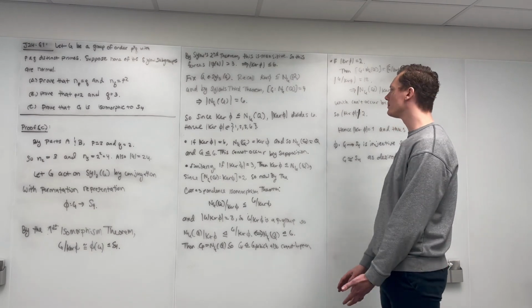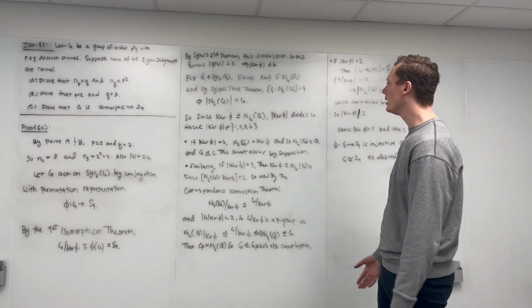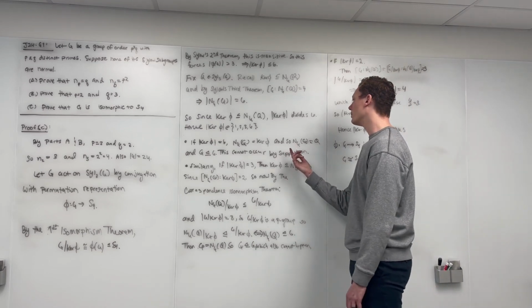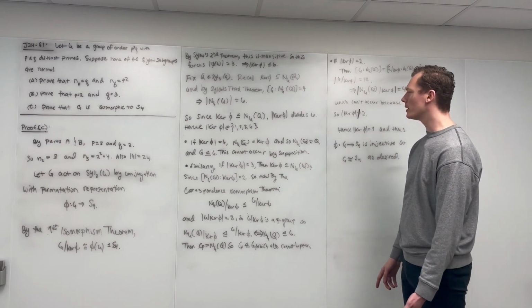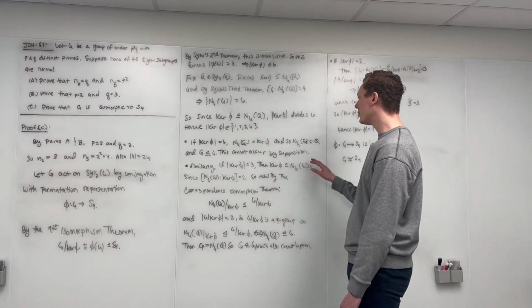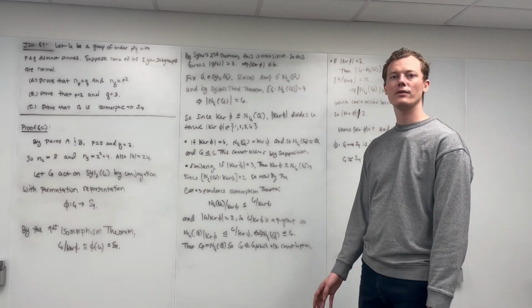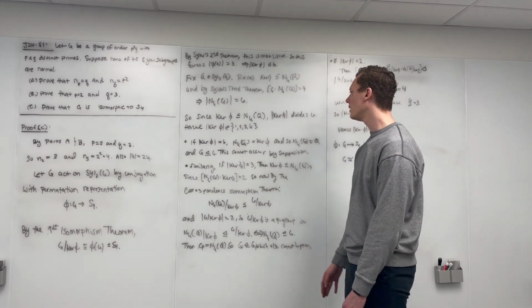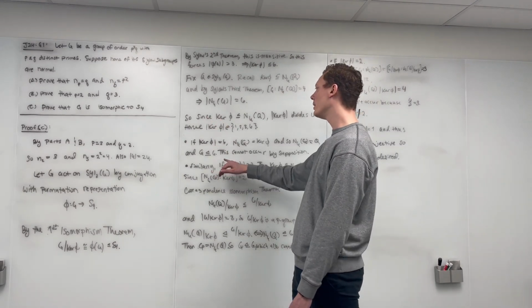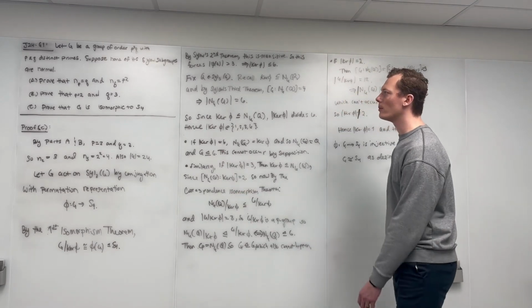So if the size of the kernel is 6, then this means that the normalizer is equal to the kernel, because the kernel is a subgroup and they have the same size. And so this means that the normalizer of Q in G is normal, because it's the kernel, and this means that the normalizer of Q in G is equal to Q, and so hence Q is normal in G. And this can't occur because we've supposed that the Sylow 3 subgroups are not normal.